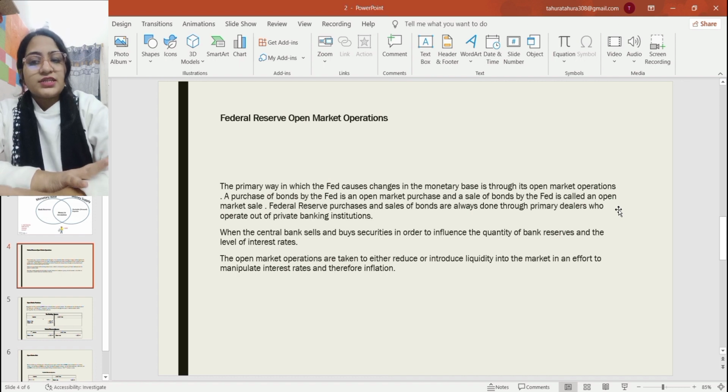Federal Reserve purchases and sales of bonds are always done through primary dealers who operate out of private banking institutions. It is the most important part of Federal Reserve open market operations. Without a primary dealer, the Federal Reserve cannot conduct open market operations, which include open market purchases and open market sales. Open market operations are taken to either reduce or introduce liquidity into the market in an effort to manipulate interest rates and therefore inflation.